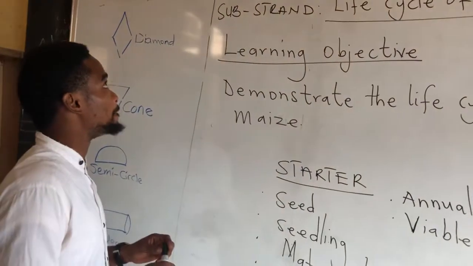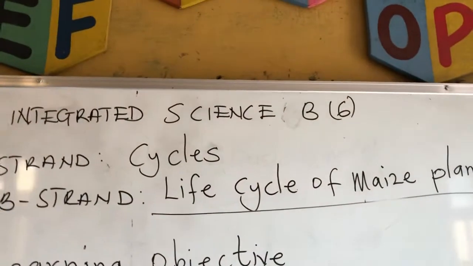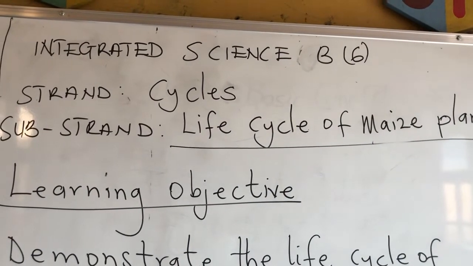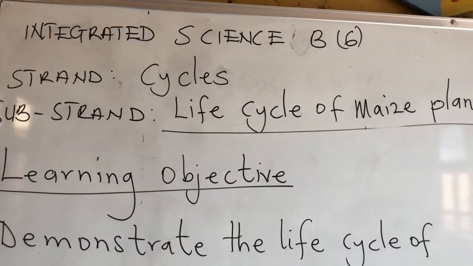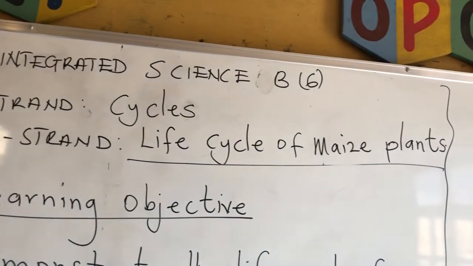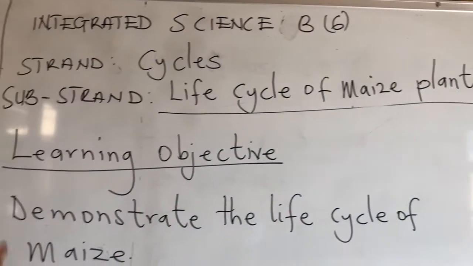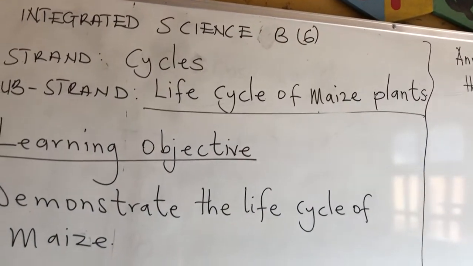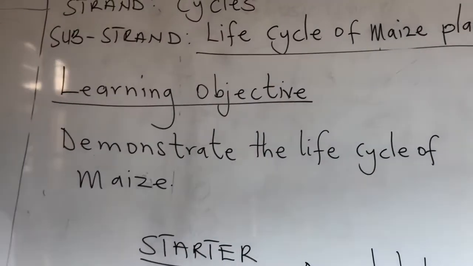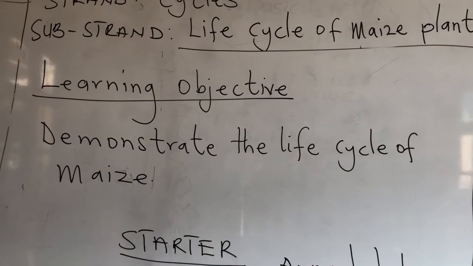Today we have integrated science for basic 6 and we are still on cycles. That is our strand, and our substrand is life cycle of maize plants. Before then, let us look at our learning objective for the day, which says by the end of the day, we should be able to demonstrate the life cycle of maize. Demonstrate the life cycle of maize, right?